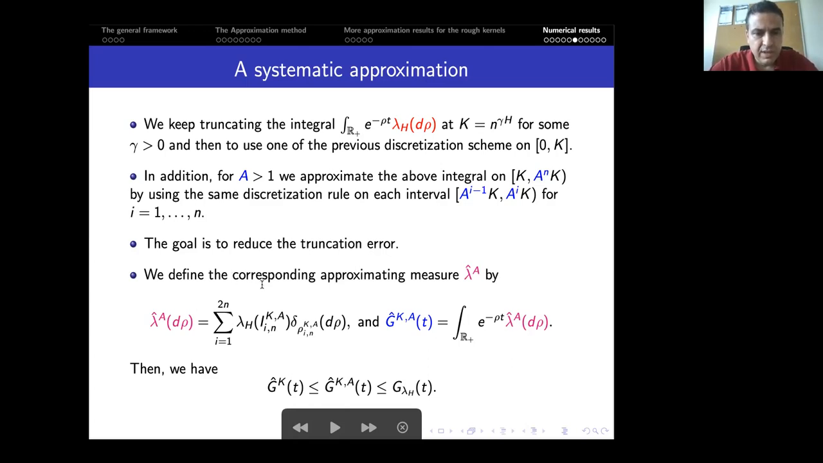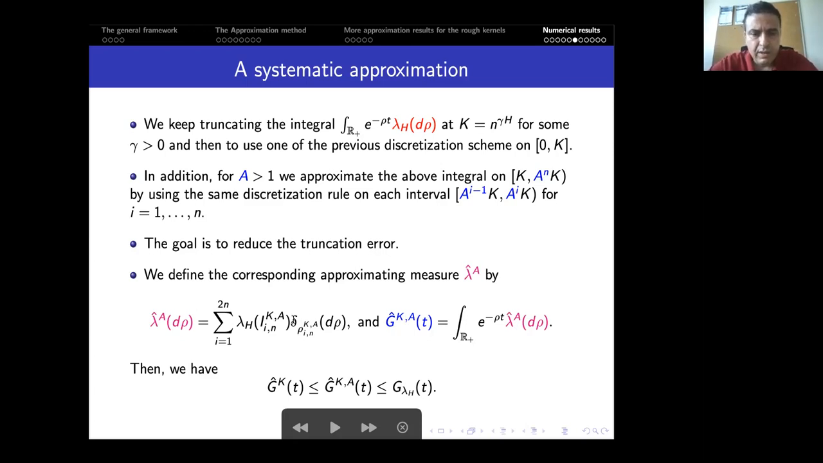Now let us define the corresponding approximation measure. Let us call it lambda hat a. So lambda hat a now is based on 2n points instead of n points. Here we can consider a Riemann sum, of course, a very simple choice. But here the g hat k associated to this kernel is, of course, we recover the lambda hat a given here.